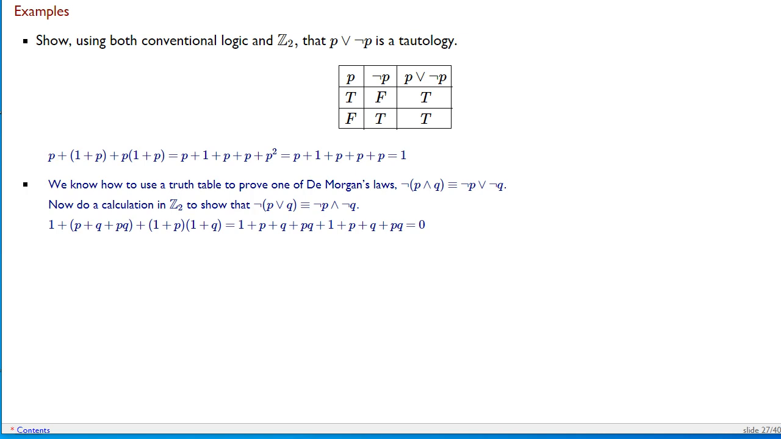Not (P or Q): add on 1 to P or Q, which is P plus Q plus PQ. Not P and not Q: just multiply together 1 plus P, which is the negation of P, and 1 plus Q, the negation of Q. Multiply everything out, 1 plus P plus Q plus PQ, and what do you know? Everything shows up twice. The sum is equal to 0, which proves that the two expressions are equivalent.